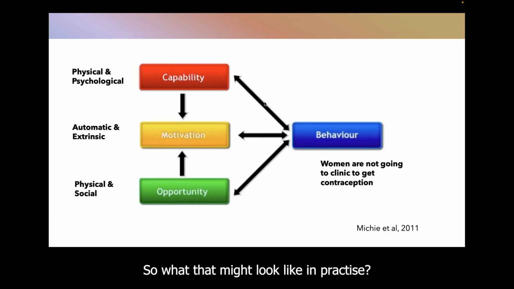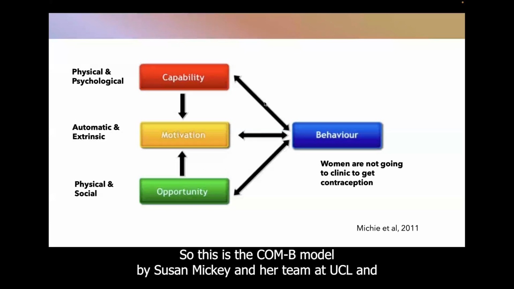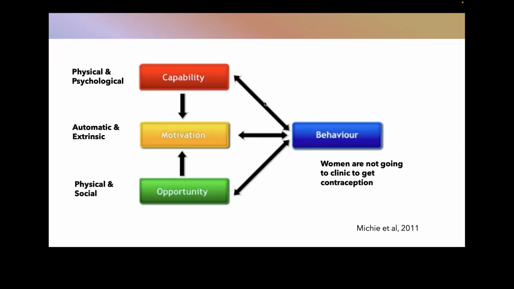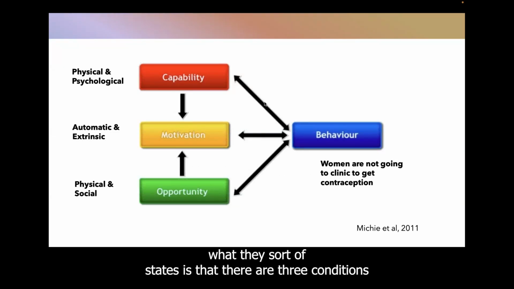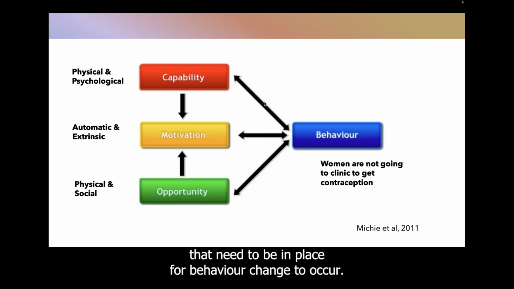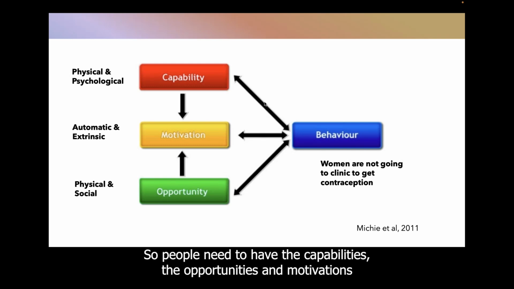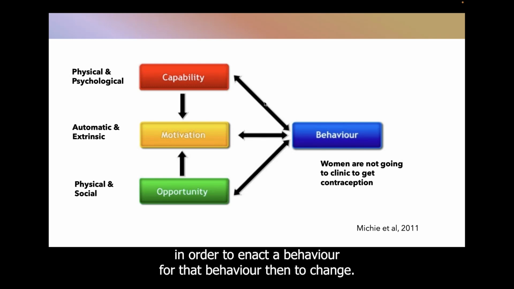So what that might look like in practice. This is the COM-B model by Susan Michie and her team at UCL. What this states is that there are 3 conditions that need to be in place for behaviour change to occur. People need to have the capabilities, the opportunities and motivations in order to enact a behaviour, for that behaviour then to change.